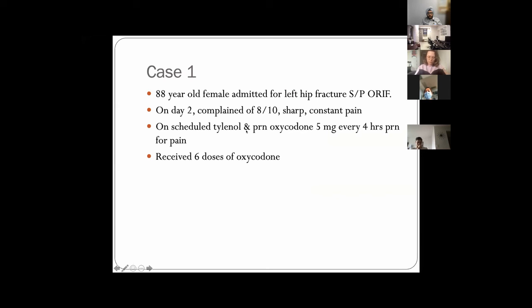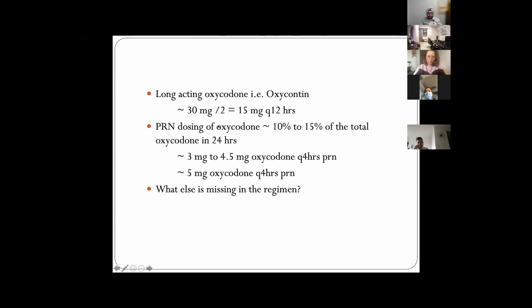So you have a patient who's 88, has a fracture. This is the same patient that we had from earlier, was getting some Tylenol, and now you've started the person on oxycodone PRN 5 every 4 hours, 6 doses of oxycodone. Next slide. You total everything basically, right?